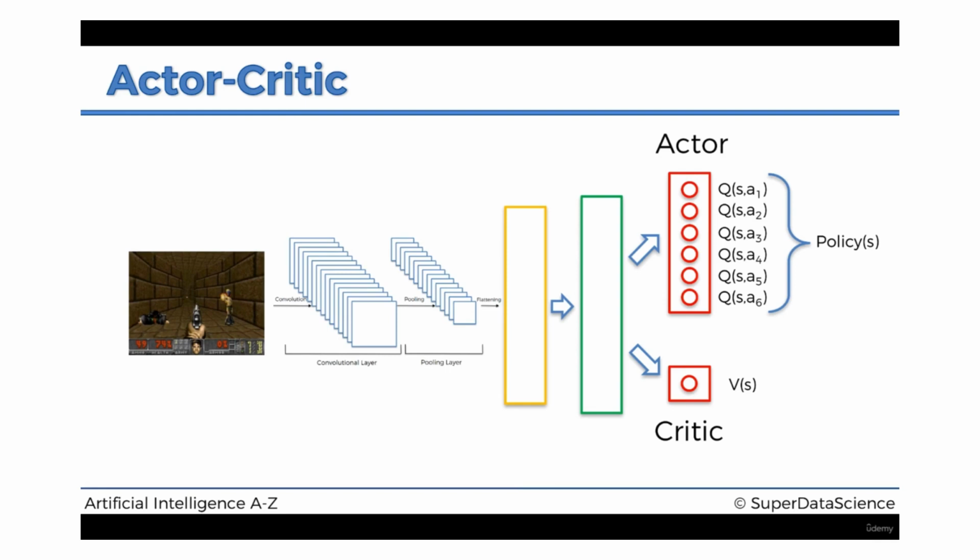So on one hand, you've got the policy or the Q values. On the other hand, you've got the actual value of the state, and they're being predicted from the neural network. So that's the start of the actor-critic.